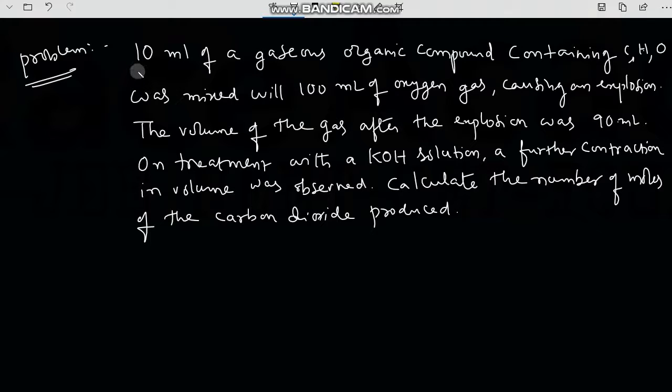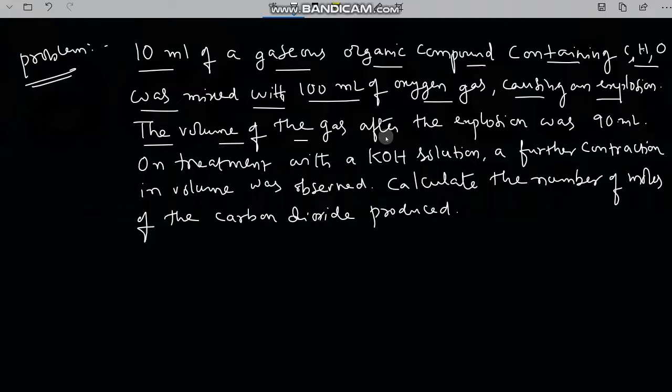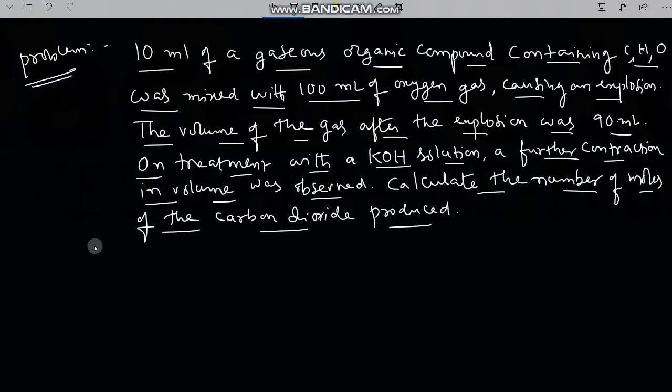Let us see the next problem. 10 ml of a gaseous organic compound containing carbon, hydrogen, oxygen was mixed with 100 ml of oxygen gas, causing an explosion. The volume of the gas after the explosion was 90 ml. On treatment with a KOH solution, a further contraction in volume was observed. Then calculate the number of moles of the carbon dioxide produced in the explosion.